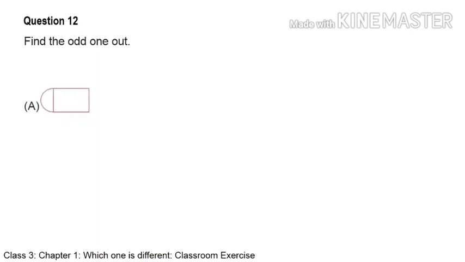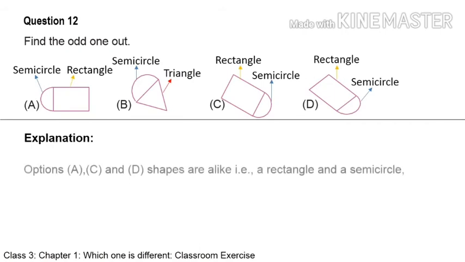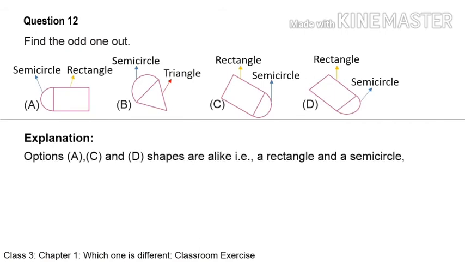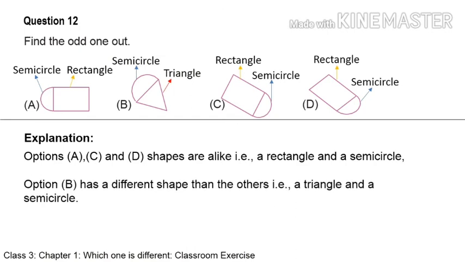Let's move on to the next example. Look at all the geometrical shapes carefully. Do you find any difference? We have option A, B, C and D. Yes, options A, C and D have a rectangle and a semicircle, whereas option B has a triangle and a semicircle. Hence, the correct answer is option B.